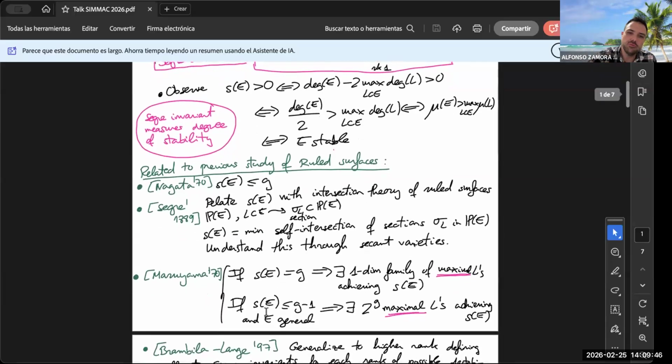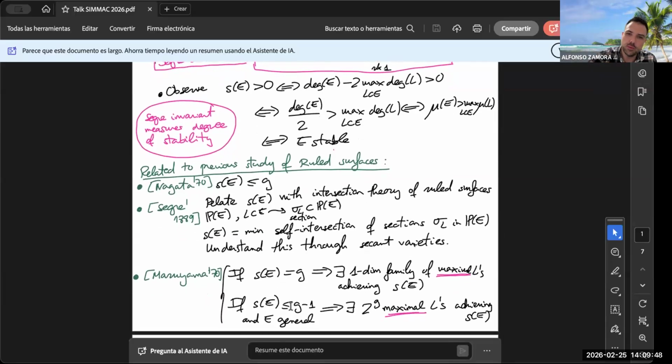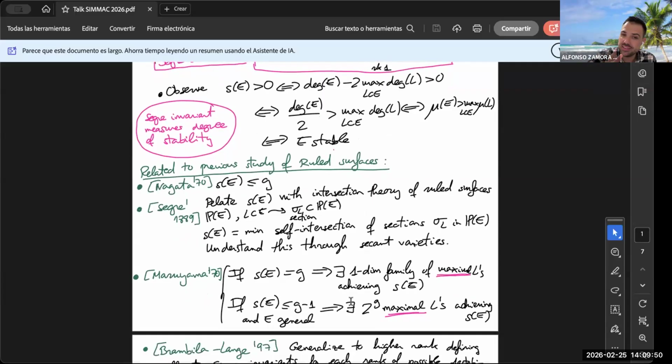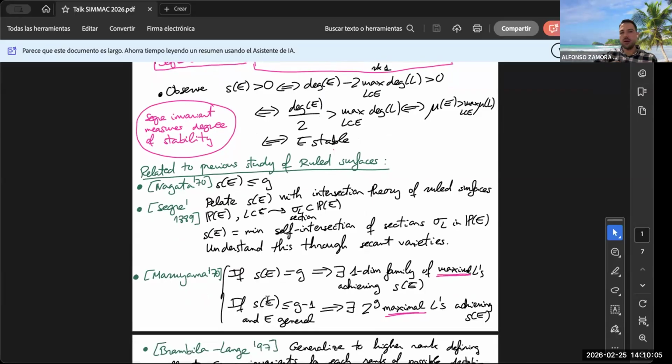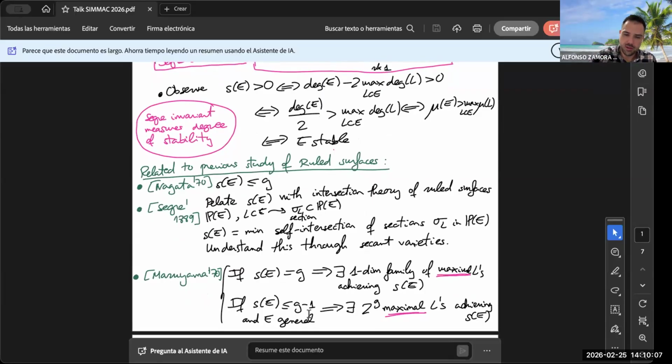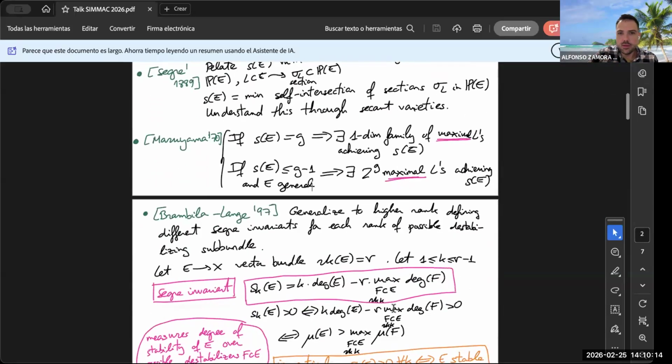And when the Segre invariant is less than or equal to g minus 1, then there is a finite number of maximal line subbundles, and that count is computed. There are 2 to the g maximal line subbundles when E is general. There are particular cases in the moduli space where this does not happen, but in general, for general E, we have this count.